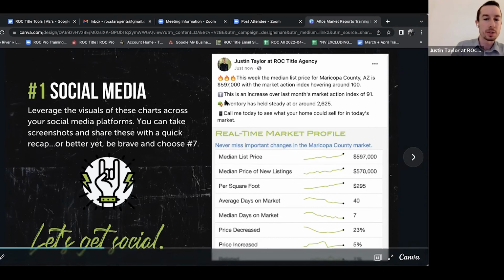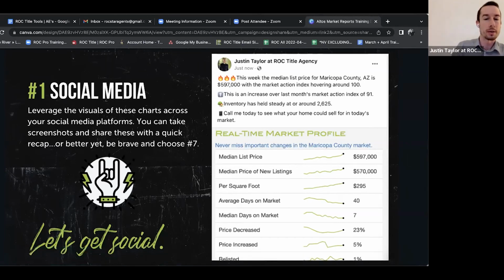You can kind of break it up with some of these emojis, make it look pretty. If it's going on your Facebook business page, it's all branded to you. They get all the data here. They can kind of see that there. And of course, always a call to action to call you to see what your home could sell for in today's market. Use these on LinkedIn, Instagram, Facebook, of course, all the different platforms. Absolutely utilize this.